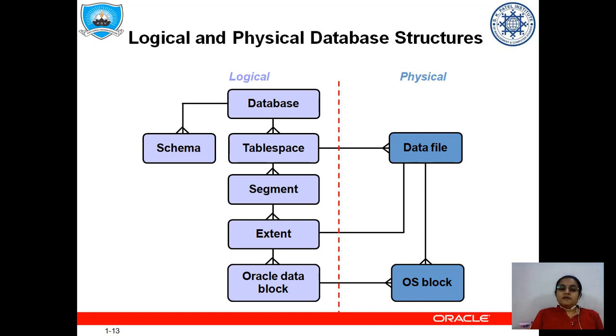A tablespace is directly related to the data file, as we discussed that one tablespace may have more than one data file, and one data file can have more than one OS block, obviously. This is how the logical and physical components of the database are related to each other. This diagram represents the relationship between the logical and physical components of the database structure. Let's proceed with the next slide.